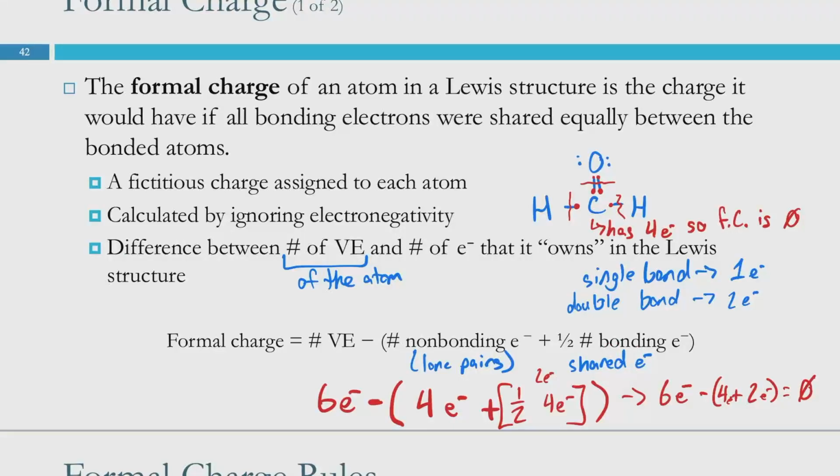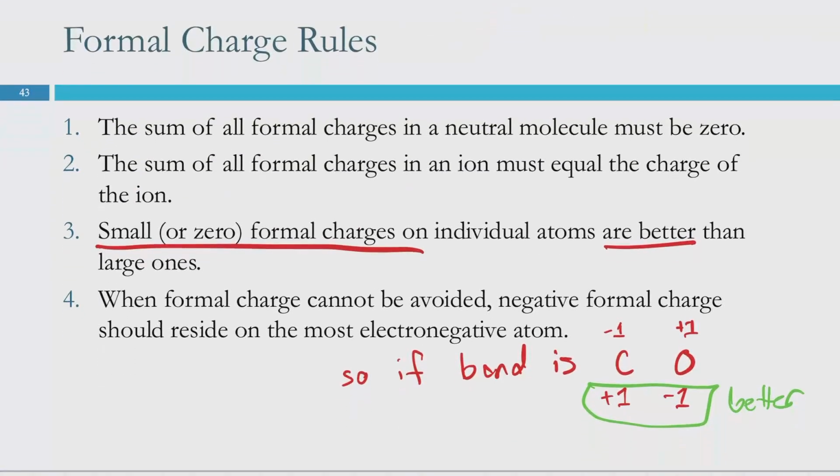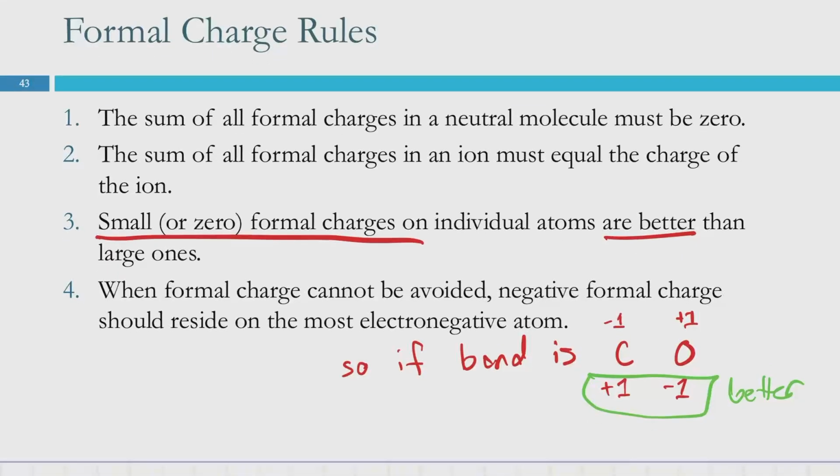So in a bond, it's going to take 1. In a double bond, it'll get 2. In a triple bond, it gets 3. So it's going to take half of those electrons. And for our formal charges, the sum of all of the formal charges in a neutral molecule has to be 0. If it's in an ion, then it has to be the charge of the ion. So it'll always add up to whatever the charge of that compound is.